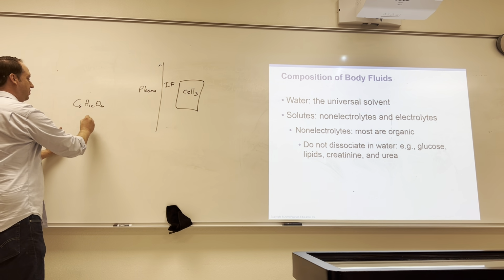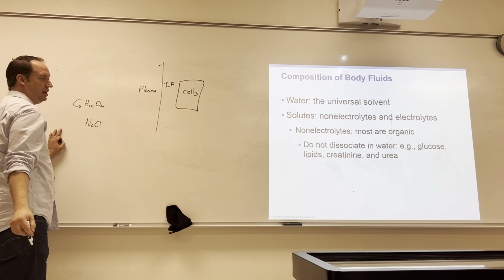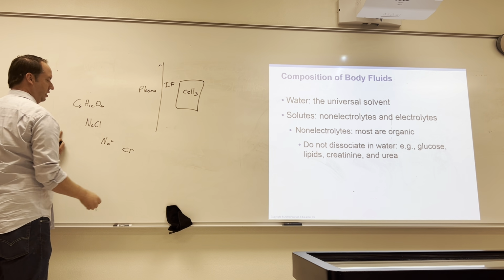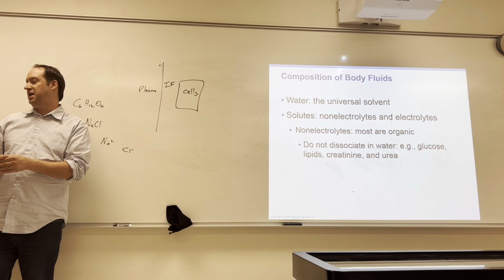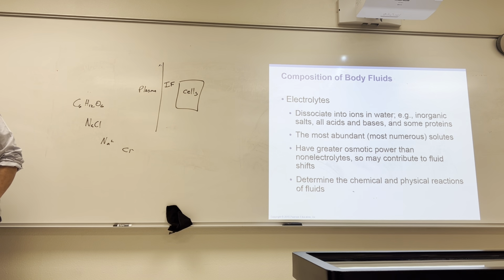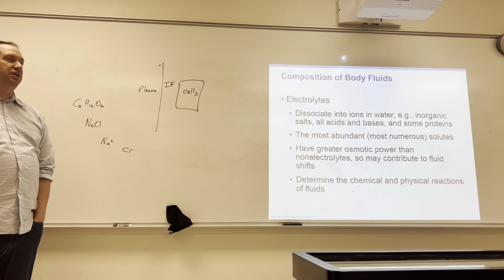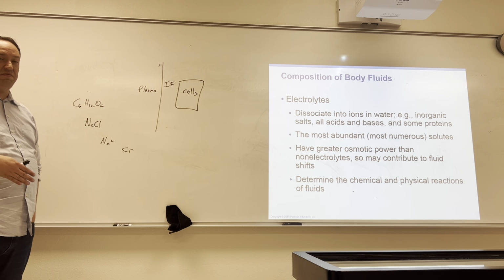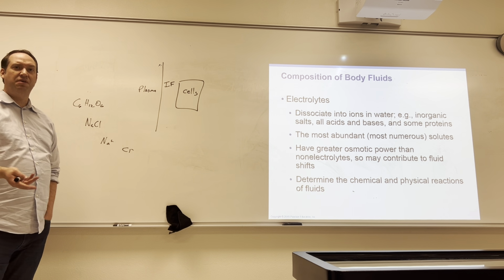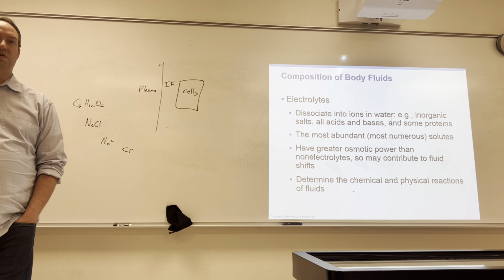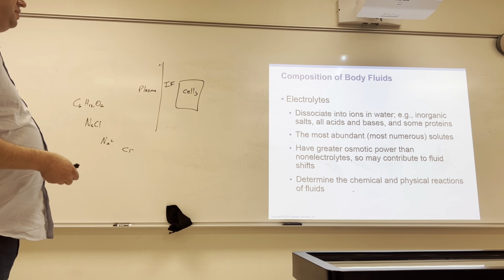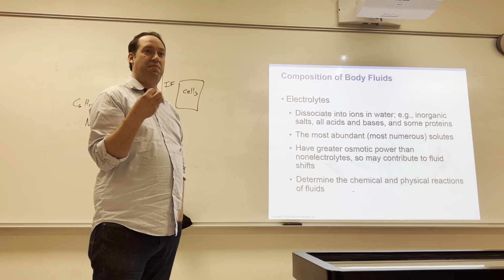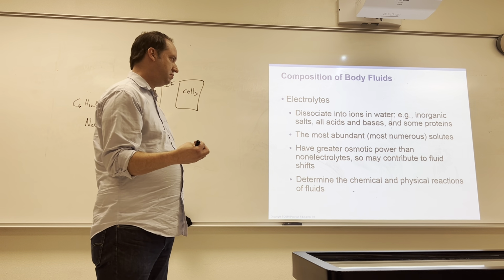But if you put sodium chloride in water, which is just table salt, it does dissociate. It comes apart into sodium and chloride, those ions. That's dissociation. It dissociates into ions. So that's all the salts, most acids and bases. Even some proteins do some dissociation and can contribute to this. These are electrolytes, and they're called electrolytes because they're charged, right? They're positive and negative ions.